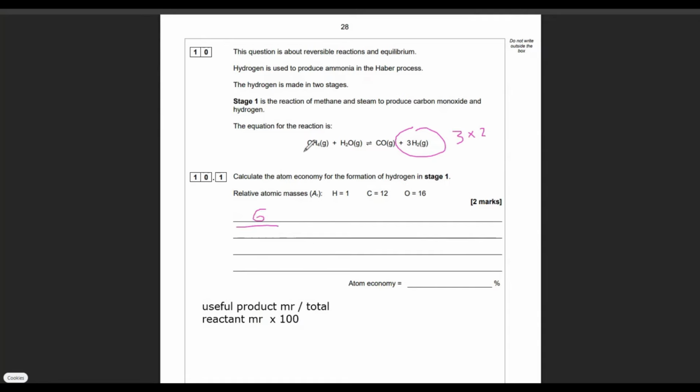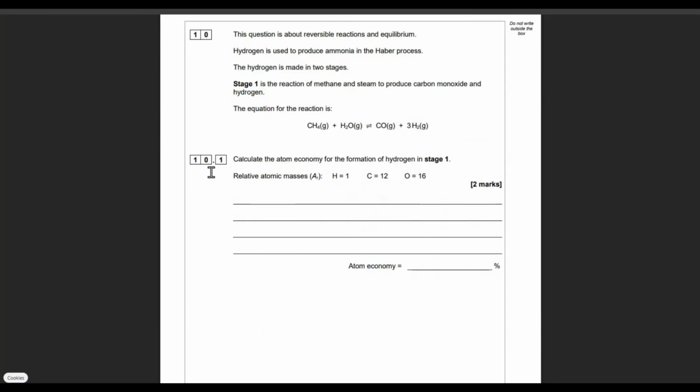Well, I'm going to go through it. You're going to do the total Mr of the useful product over the total Mr of the reactants, times 100. The useful product is hydrogen, 3 times H2 is 6, and then over 34, which is the total if we add up methane and water, and we're going to times by 100, and you're going to get 17.647. I would round that up to 17.65, or you could just put that as 17. Oh, put a 5 there, you idiot. There we go. Yeah, I'm leaving it like that.